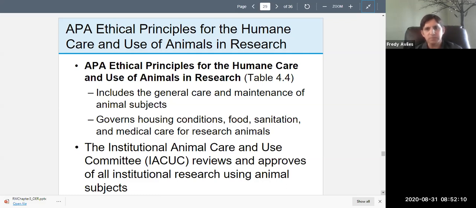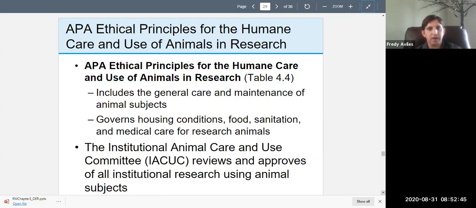So the APA ethical principles for humane care and use of animals in research, you see table 4.4, you can see a description there of the guidelines, okay, and in kind of an outline form. It includes the general care and maintenance of animal subjects. Yes, you do have to care for them, and there's maintenance involved. There's things that you don't do when you use humans for research, but with animals, there's other things that are involved. Housing conditions, food, sanitation, medical care for the animals being used, all that is part of the guidelines.